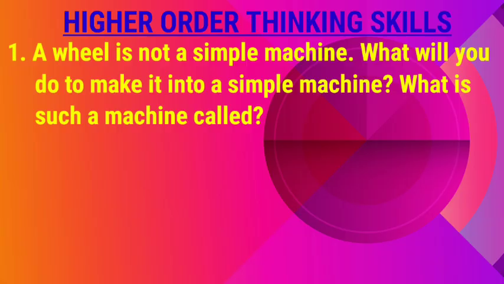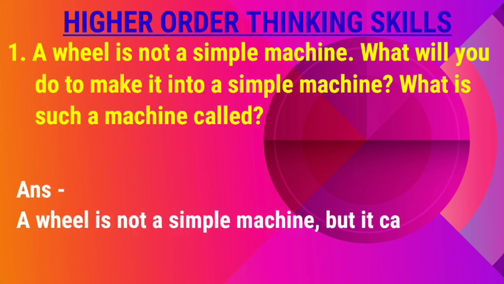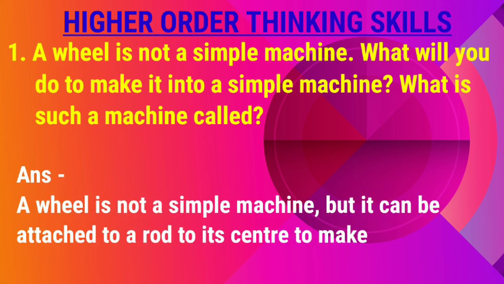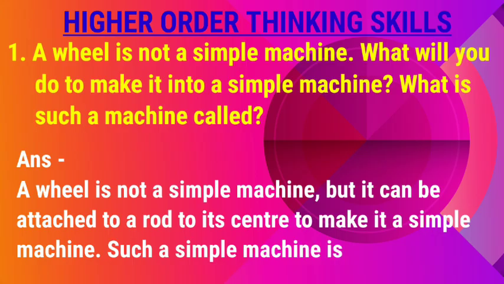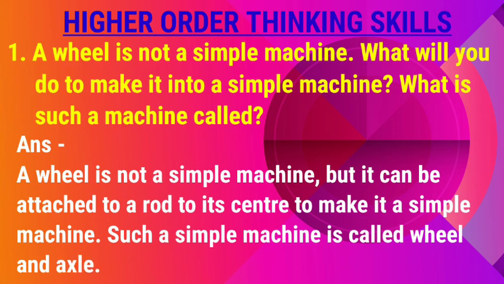Higher order thinking skills. 1. A wheel is not a simple machine. What will you do to make it into a simple machine? What is such a machine called? Answer. A wheel is not a simple machine, but it can be attached to a rod at its center to make it a simple machine. Such a machine is called wheel and axle.